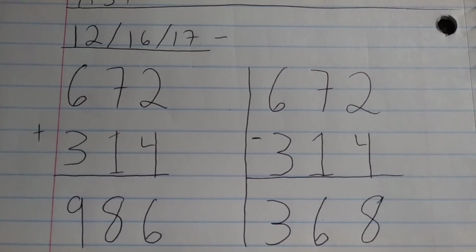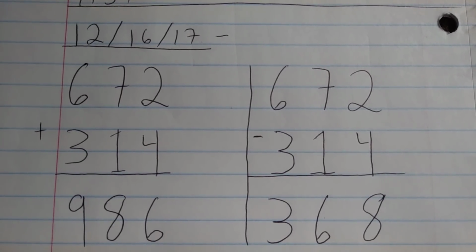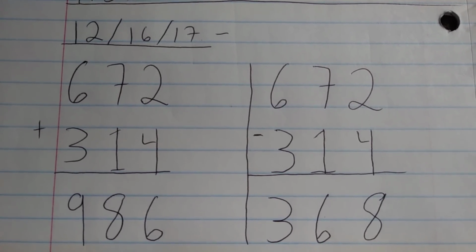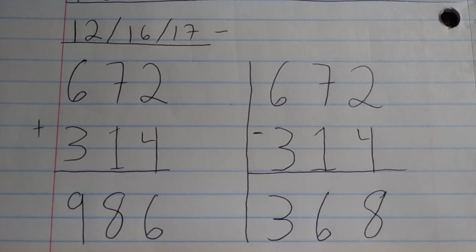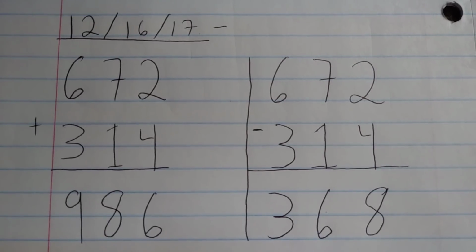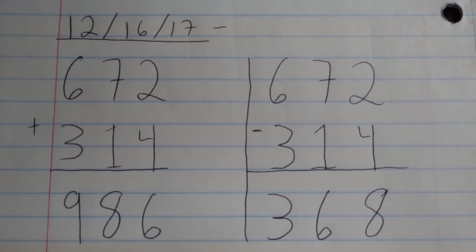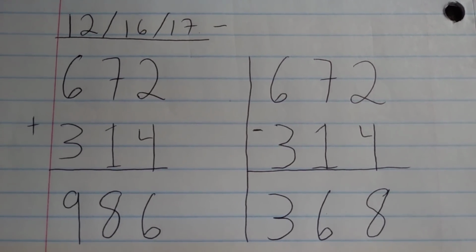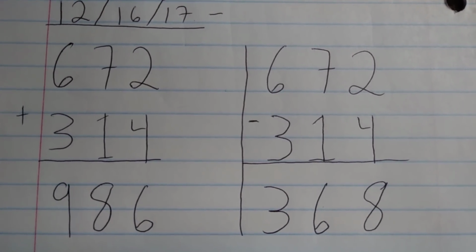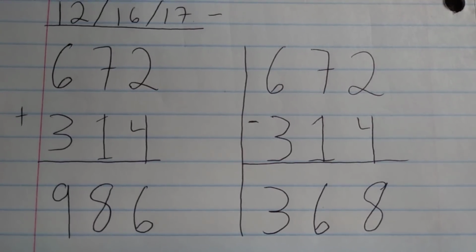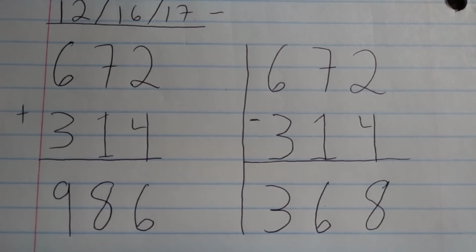You're going to add 314, so 6 plus 3 is 9, 7 plus 1 is 8, and 2 plus 4 is 6. And then you also will subtract off 314. So 6 minus 3 is 3. 7 minus 1 is 6. And then 12 minus 4 is 8. So 368. And 986 did not hit in the next 7 days.